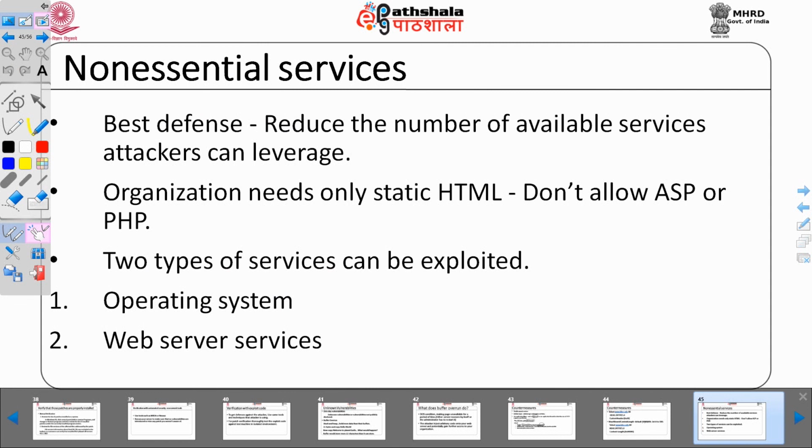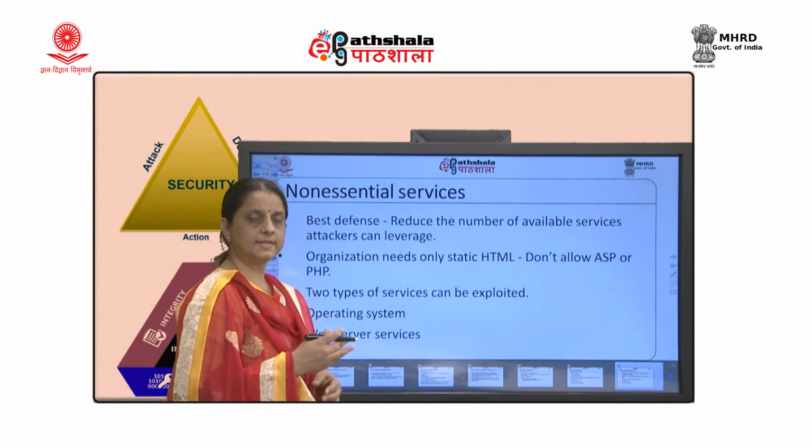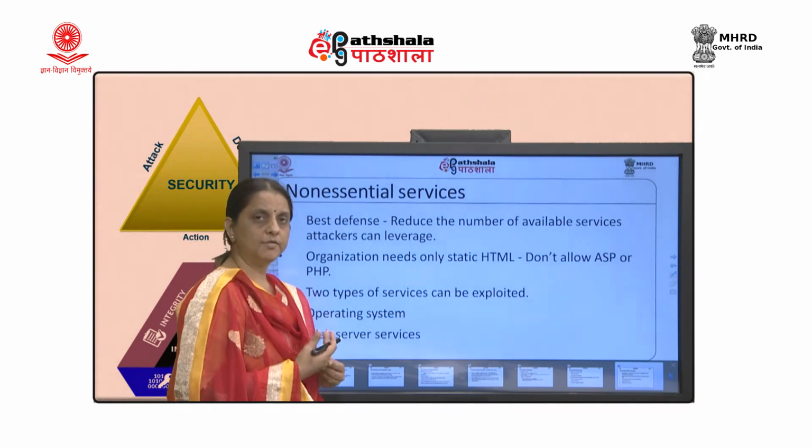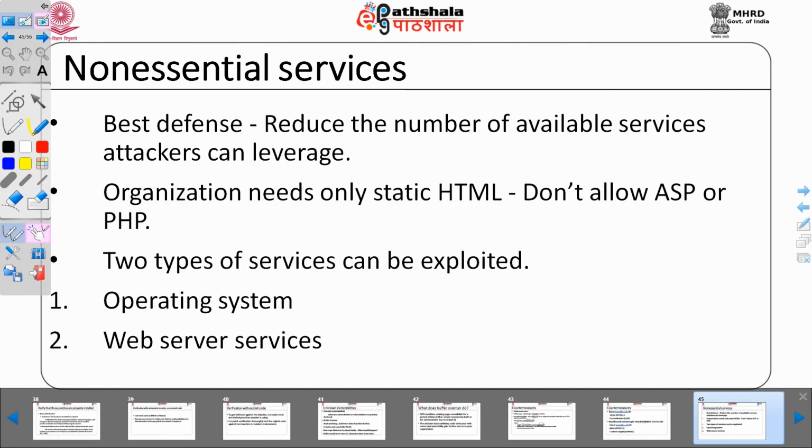Now, non-essential services. Sometimes when we start our operating system, many services are running, and a few of them are not actually needed by us. So, the best defense is to reduce the number of available services. If the organization needs only static HTML, do not allow ASP or PHP, which are dynamic content generation applications. There are two types of services: operating system services and web server services.